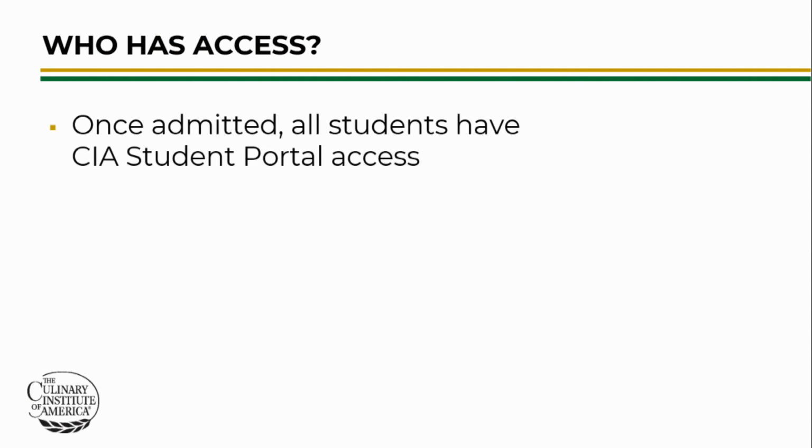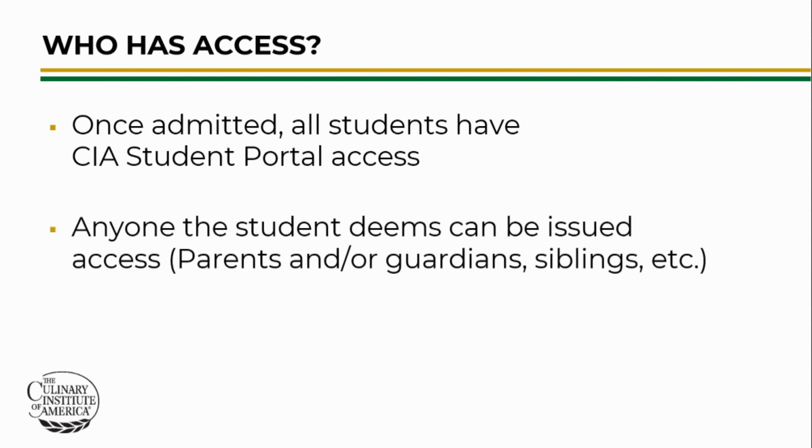Who has access to all of this information? The only person in the beginning that would have access to the student portal would be the admitted student. And then it is up to that student to deem another person allowed access. So the student is the person who deems who they would like to be given access to their student portal. It can be parents, guardians, siblings, etc.